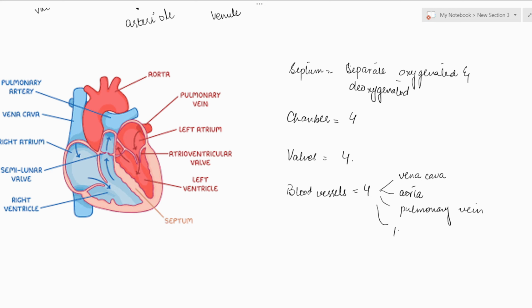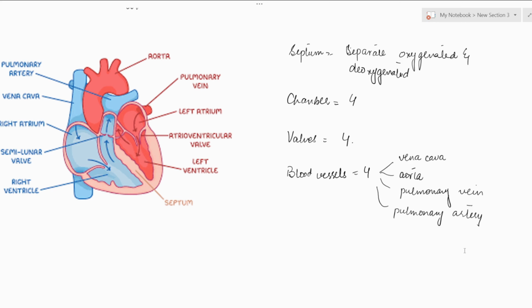Vena cava. So there are four chambers, four valves, four blood vessels, and a septum. Okay. We must know these things. Okay. Let's make a flow sheet diagram.